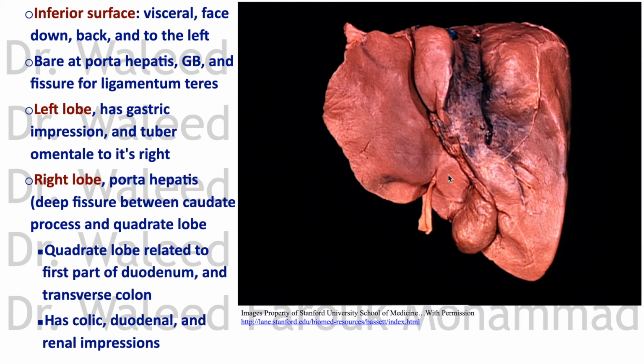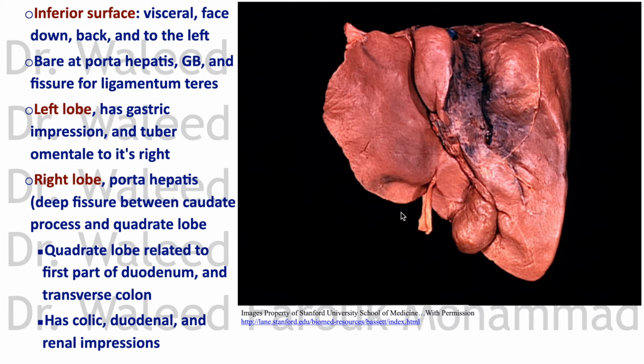There's also the caudate process of the caudate lobe. See this process that extends to the right lobe, and there's a quadrate lobe bounded on the left side by the fissure for ligamentum teres, on the right side by the fossa for the gallbladder and the gallbladder. This is the quadrate lobe of liver.